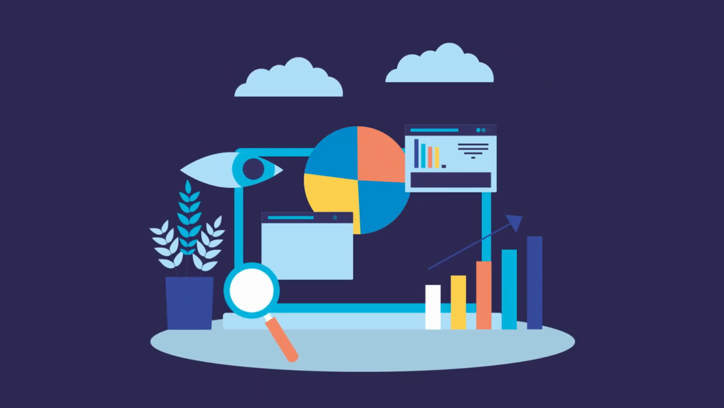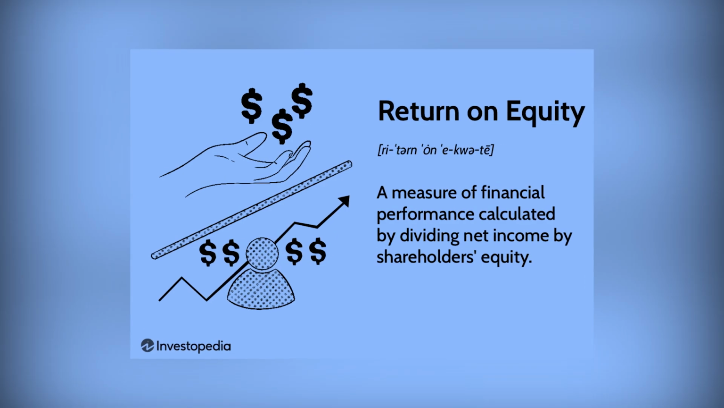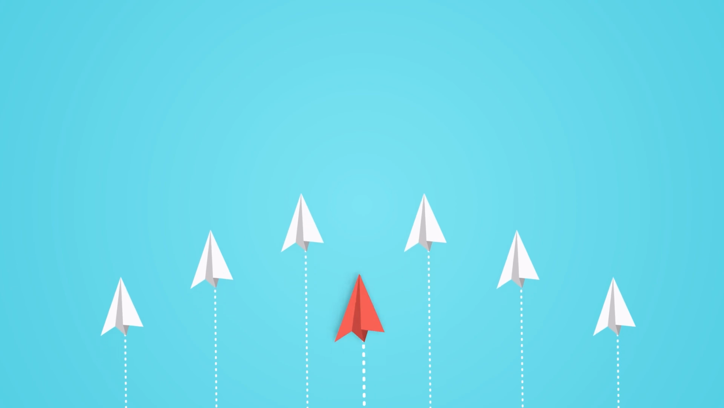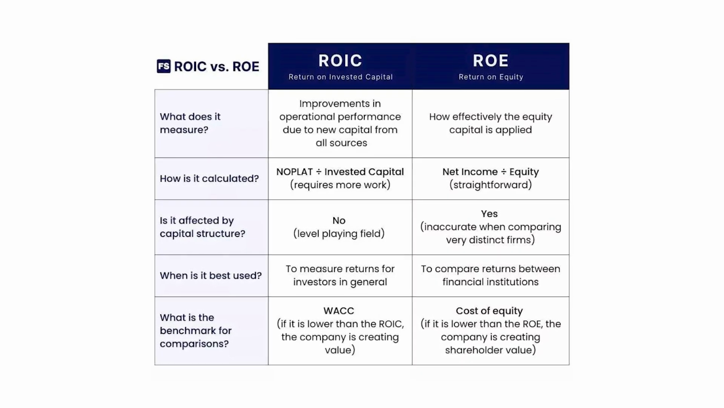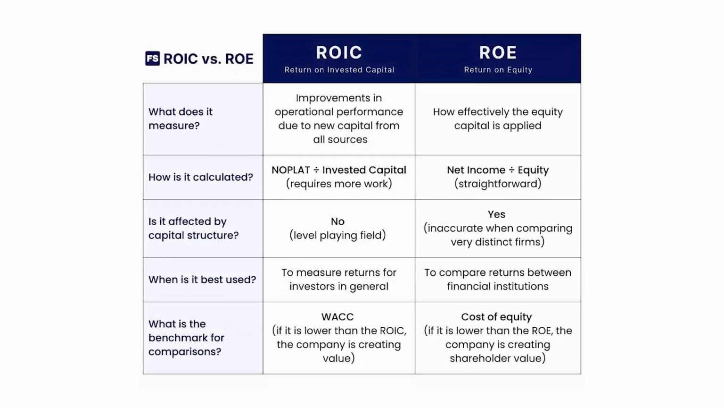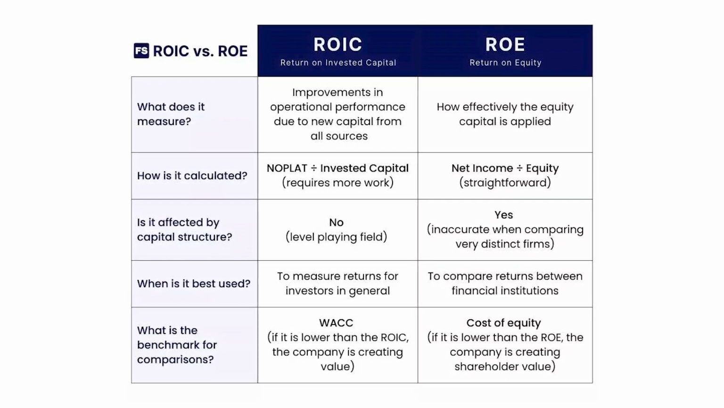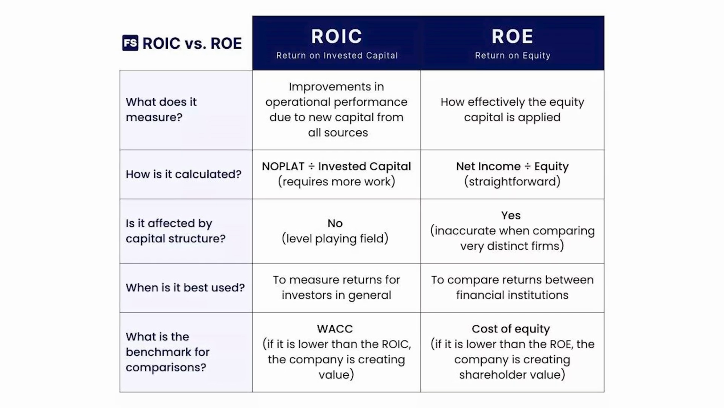ROIC versus other metrics. ROIC is often compared to other metrics like return on equity, ROE, or return on assets, ROA. While all three metrics provide insights into a company's profitability, ROIC has certain advantages. ROIC versus ROE. ROE only looks at returns generated from shareholders' equity, ignoring the impact of debt. ROIC, on the other hand, accounts for both equity and debt, providing a more comprehensive view of how effectively a company is using all of its capital.